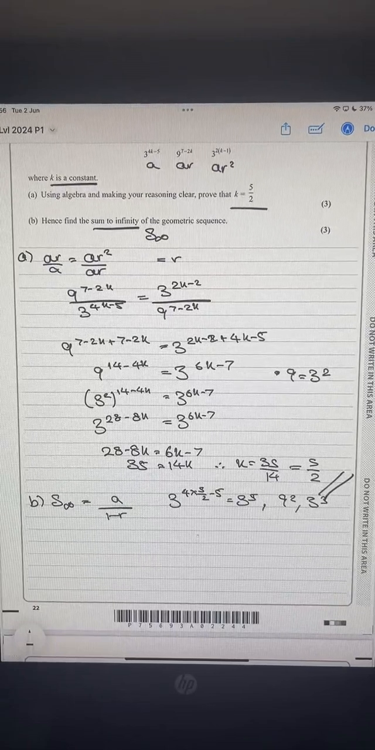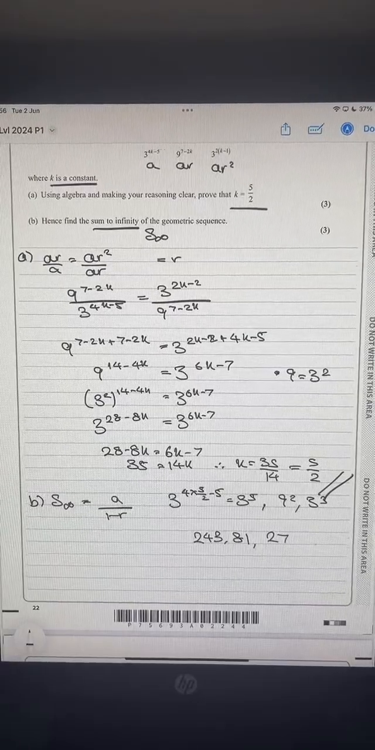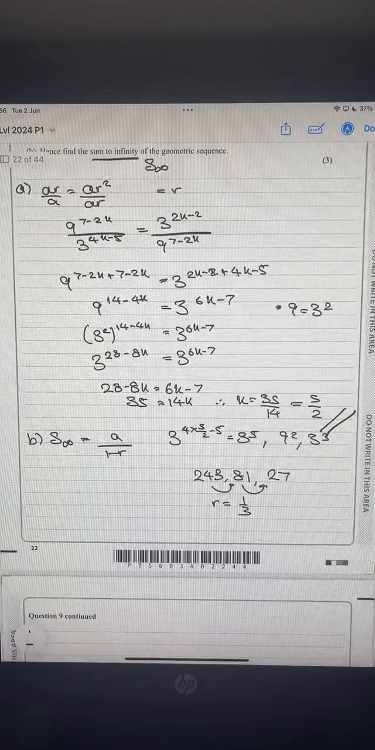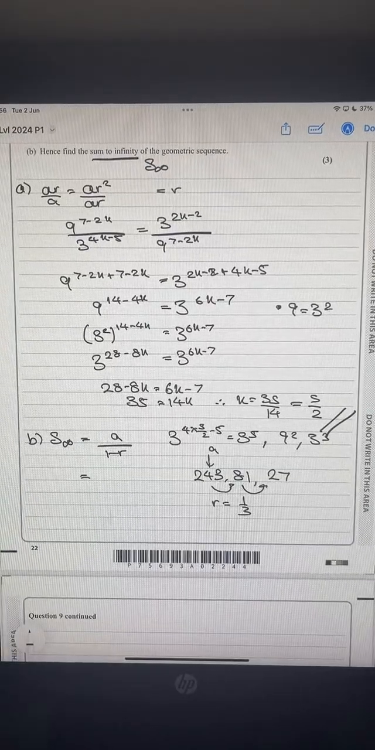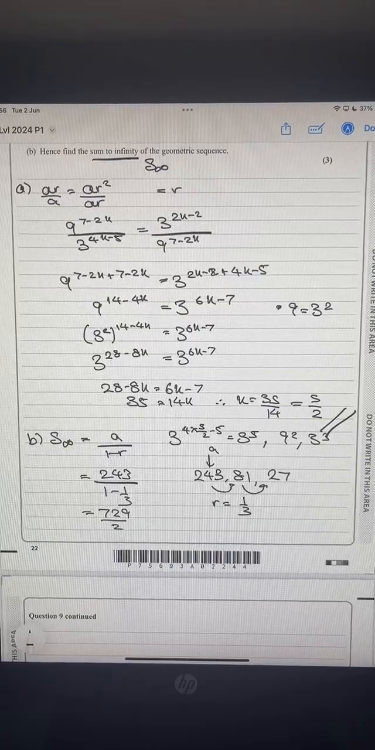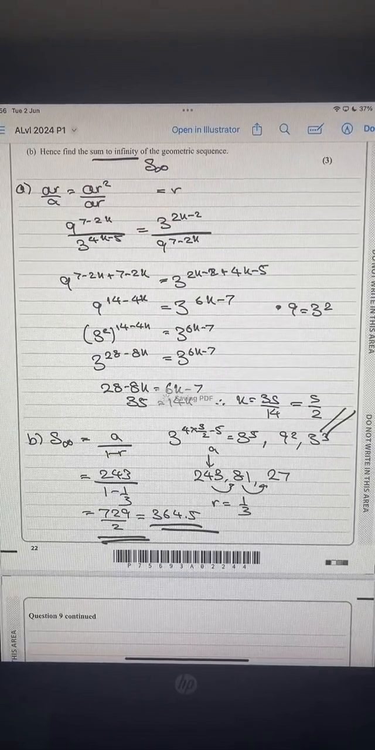Evaluate those, you get 243, you have 81, and you have 27. So going from here, our r is going to be equal to 1/3 because you multiply by a third each time. So we know that this is our a, and we just plug it into the formula. 243 over 1 minus a third. If I put 243 over 2/3 into my calculator, I get 729 over 2, or as a decimal, 364.5. And that is my answer to the sum to infinity question.